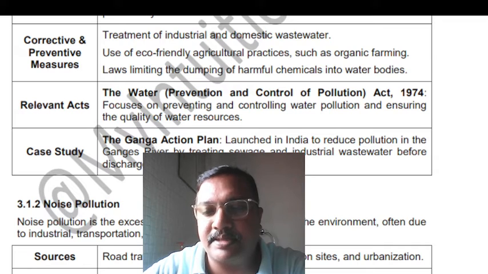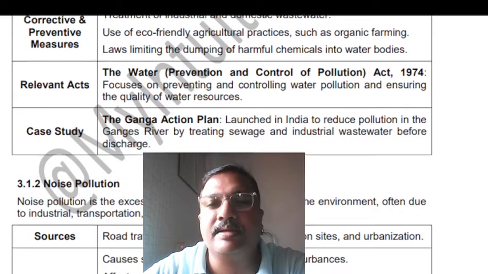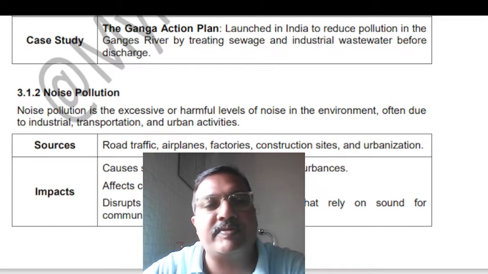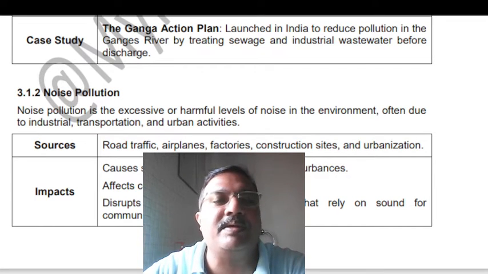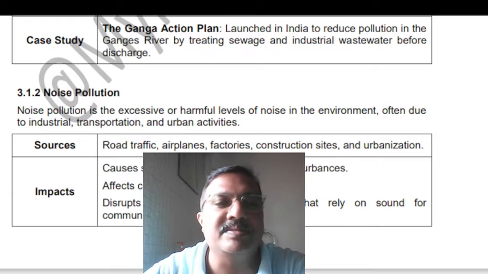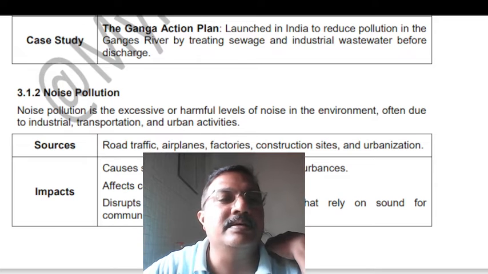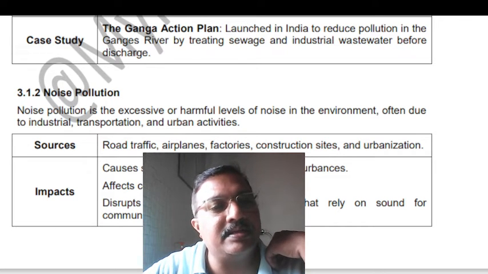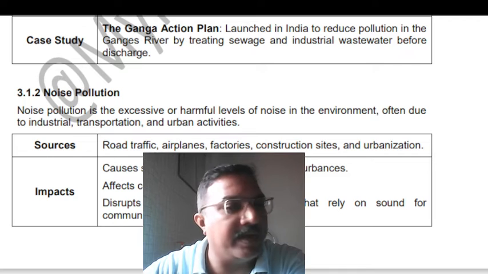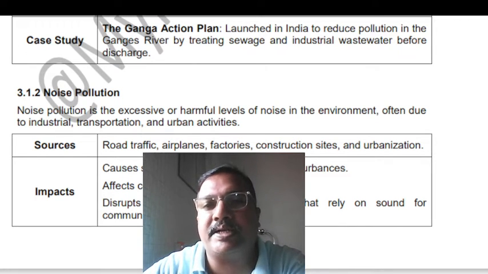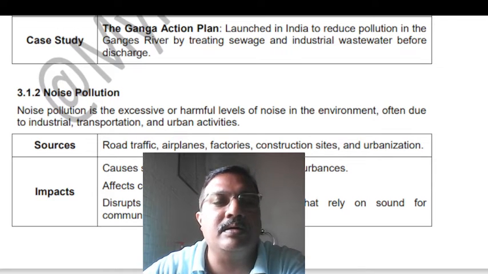Case study: the Ganga Action Plan. The Ganga Action Plan was launched in India in order to clean the Ganga River, one of the most polluted rivers in the world. And this plan of Ganga River cleaning was aimed to treat the sewage and industrial waste, raise the public awareness, as well as to regulate the industries.